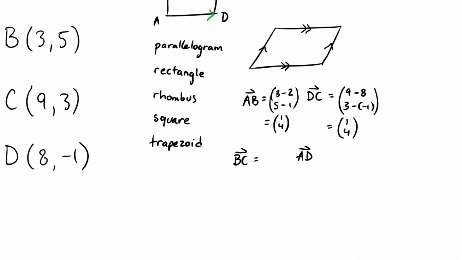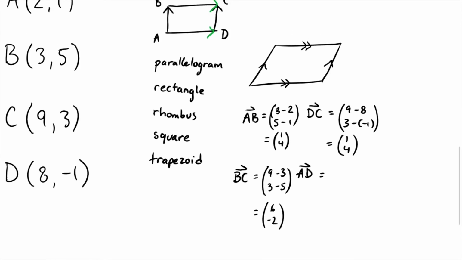For BC, I will have 9 minus 3 and 3 minus 5. So the components for that vector are 6 and negative 2. And then I'll calculate for vector AD. I have 8 minus 2 and negative 1 minus 1. So I end up with, again, 6 and negative 2.